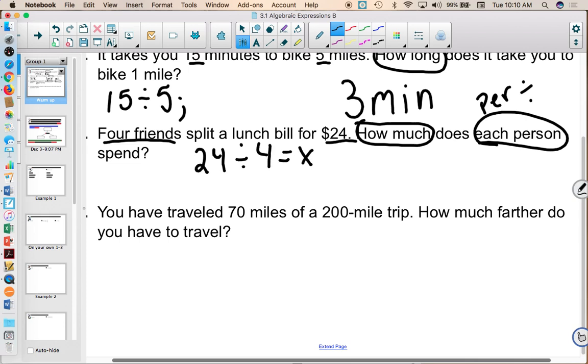Now you don't, yeah, okay, that works. That works. Ladies and gentlemen, do you agree? Yeah. 24 divided by 4. Nice job. Who are you going to choose?